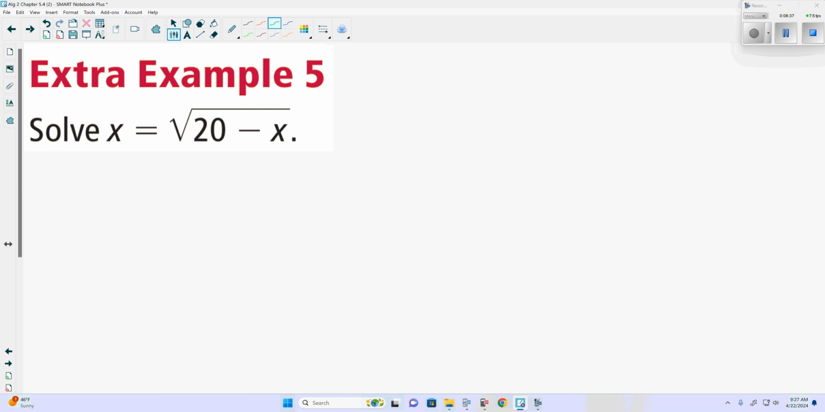We're going to look at another one. We want to solve x equals the square root of 20 minus x. Now, at this point, you might be wondering, well, correctly, this is going to definitely have extraneous solutions. It'd be nice if we knew a foolproof method to know if we're going to get extraneous solutions or not, and I do have an answer for you.